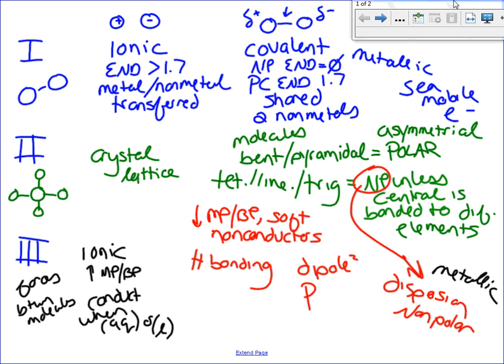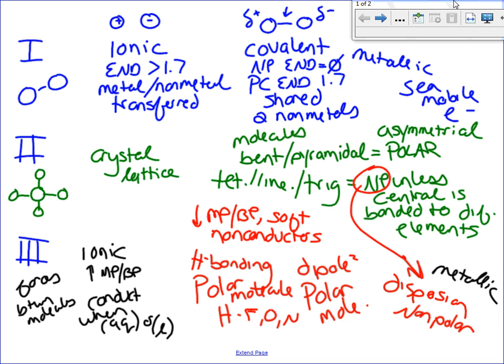Dipole-dipole is for polar molecules. Hydrogen bonding is a special case of a polar molecule with hydrogen bonded to fluorine, oxygen, or nitrogen, okay? That's your special case for hydrogen bonding. Highest melting points are network solids, then ionic, then metallic, then hydrogen bonding, dipole-dipole, then dispersion at the bottom, okay? So if you have to compare them, that's how you compare them.